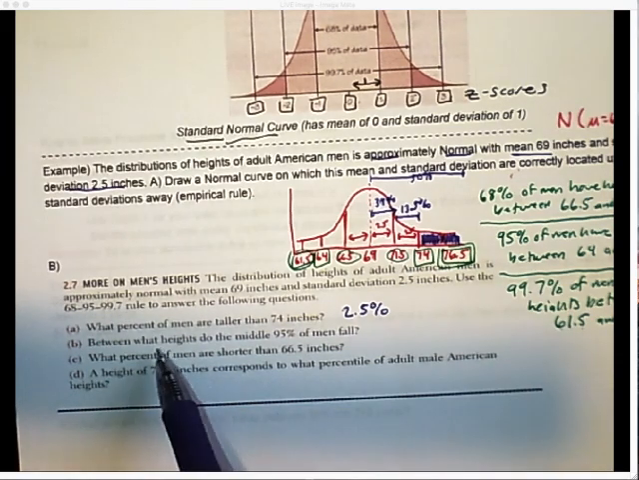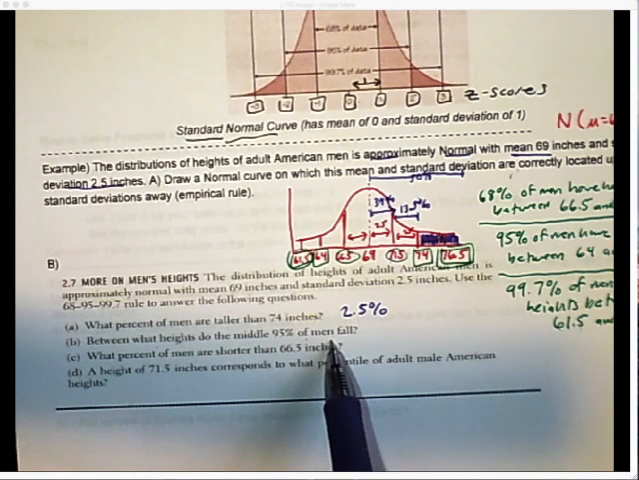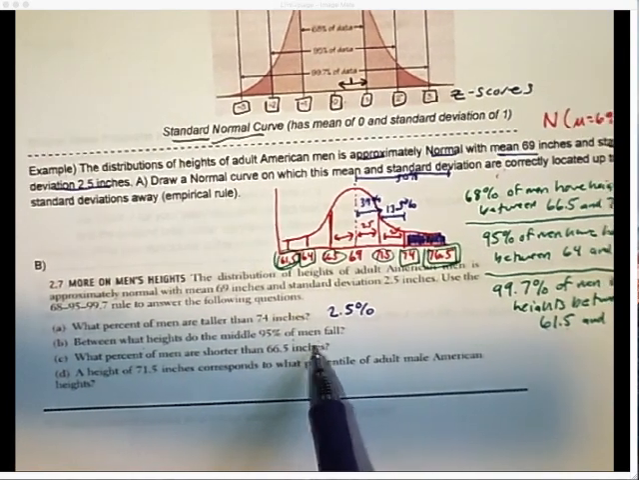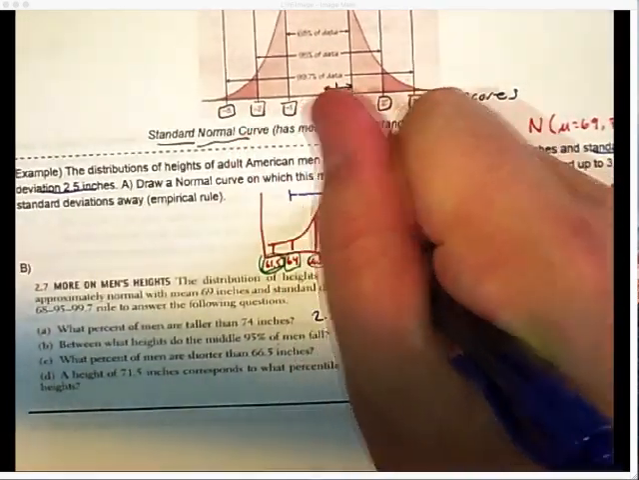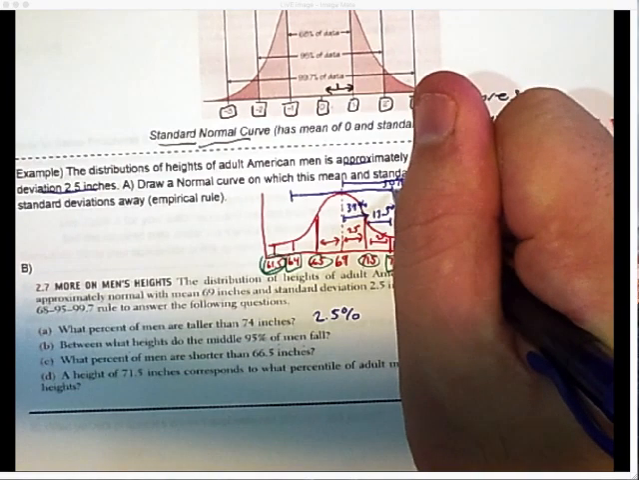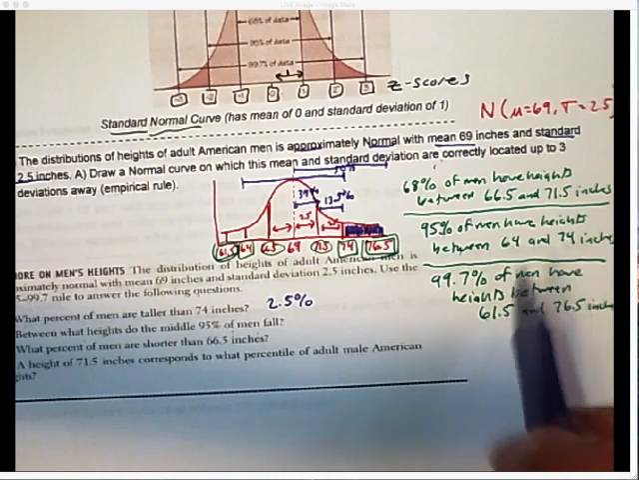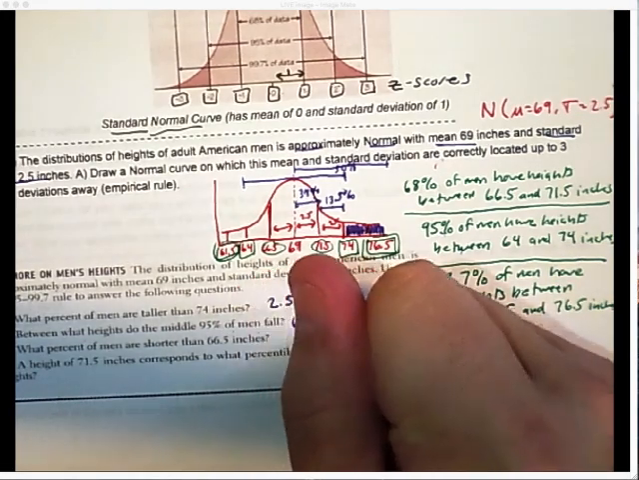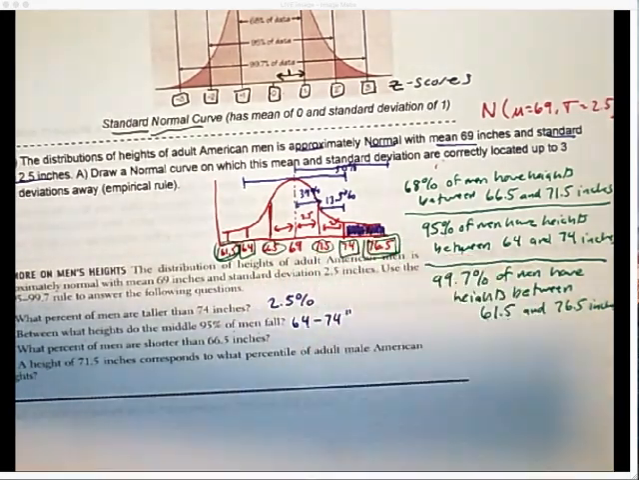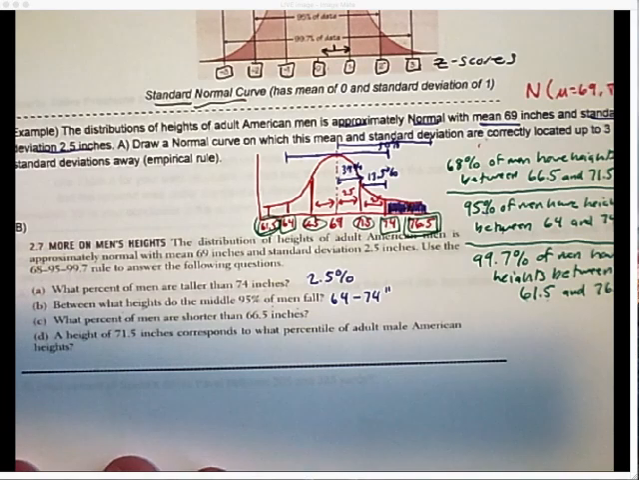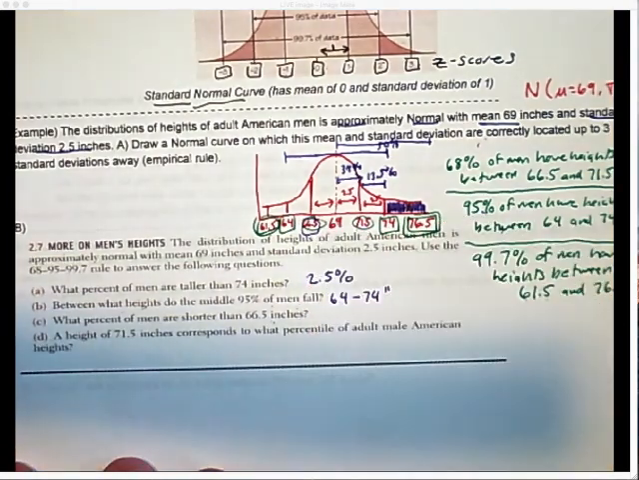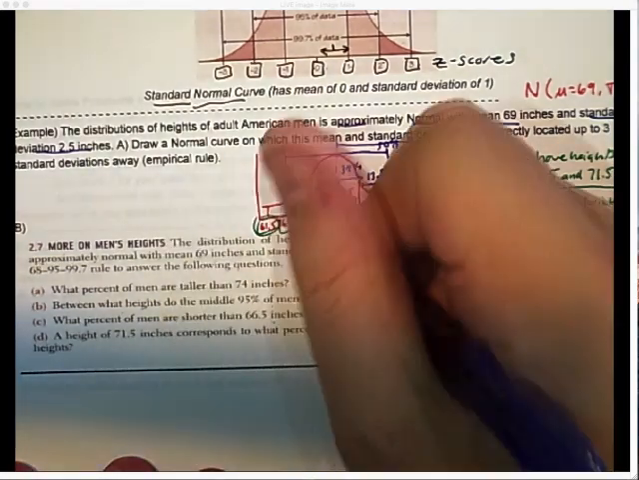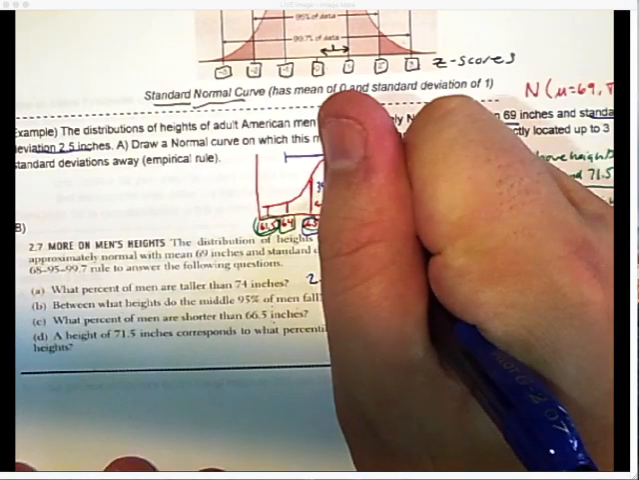It says, between what heights do the middle 95% of men fall? Well, that's between two standard deviations. That's this part. The middle 95% of men have heights between 64 and 74 inches. What percent of men are shorter than 66 and a half? Well, here's where 66 and a half is. That's at one standard deviation below. So this is 34%.